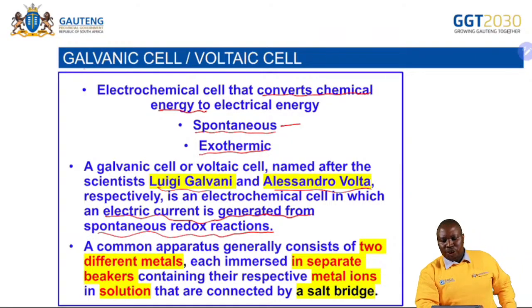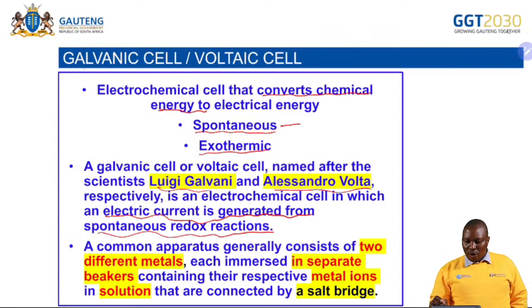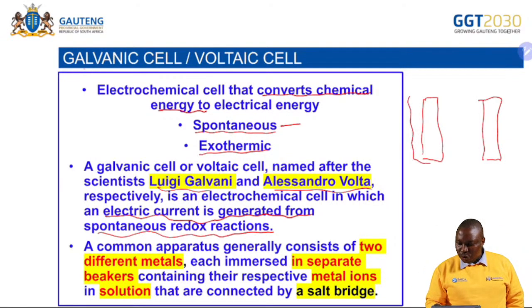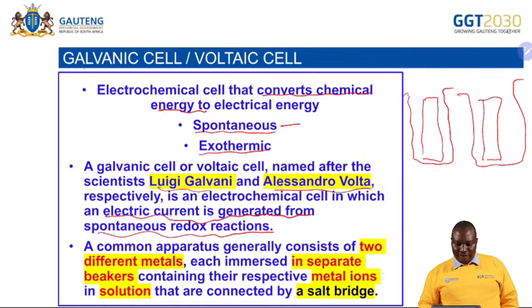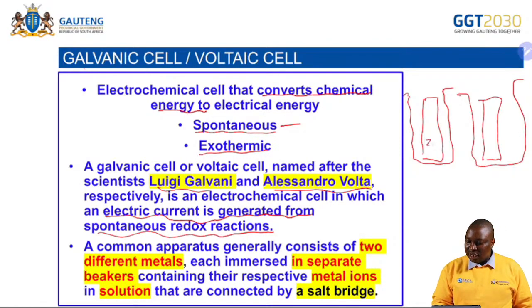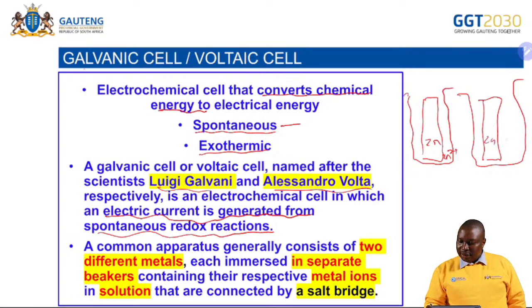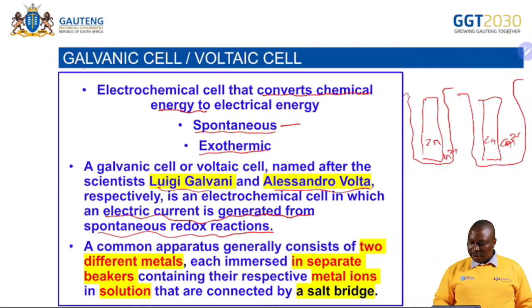Now, a common apparatus that we use for a galvanic cell, this you got to know at all times. We must always have two different metals. So you will have a metal and another metal, each immersed in a separate beaker. So we must have two beakers. So we must immerse them like that. They must contain their metal ions. For example, if this is zinc, it means the ion must be zinc 2 plus, which is zinc sulfate or zinc nitrate. We'll talk about that, the electrolyte. And if this is copper, the electrolyte must be copper 2 plus, which is copper sulfate or copper nitrate. We'll talk about the electrolyte as well.